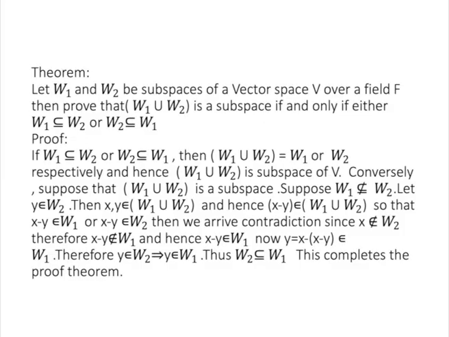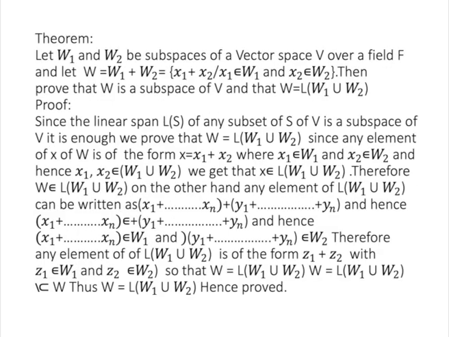Let y belong to W2, then x comma y belongs to W1 union W2, and hence x minus y belongs to W1 union W2, so that x minus y belongs to W1 or x minus y belongs to W2. This completes the proof of the theorem. Next theorem, this is also a most important theorem for long answer type.